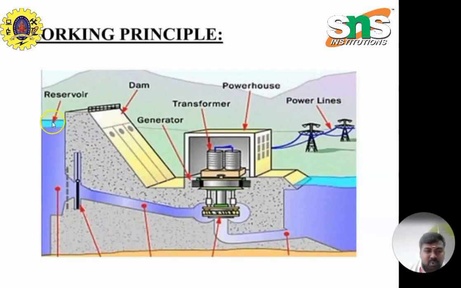Here the reservoir collects all the water from the rainfall areas. The dam is the barrier for the stored water. This is the power generating house. It consists of the turbines as well as the generator. This is the transmission line. These are the gates. This is called the penstock. The penstock connects the dam, it's a pipeline. It allows the water to flow from the dam to the turbine.